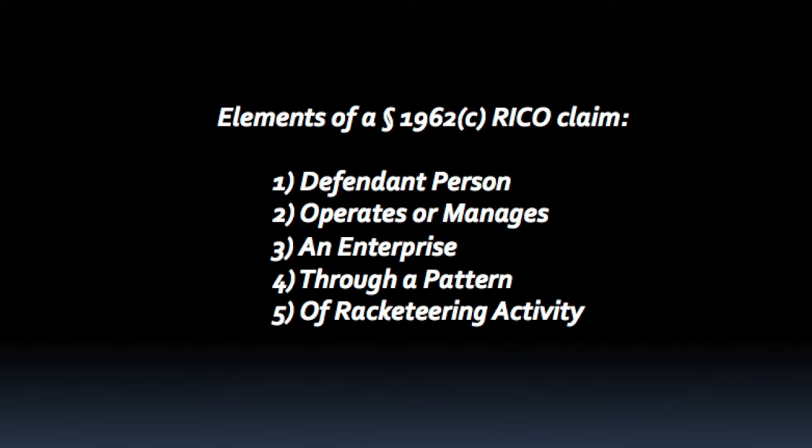And then the last two elements are through a pattern of racketeering activity. So let's first discuss acts of racketeering. And oftentimes you'll hear acts of racketeering referred to as predicate acts. And all that it means is that essentially RICO liability has to be predicated on certain specified criminal activities. You cannot negligently violate RICO. You can't unintentionally violate RICO.